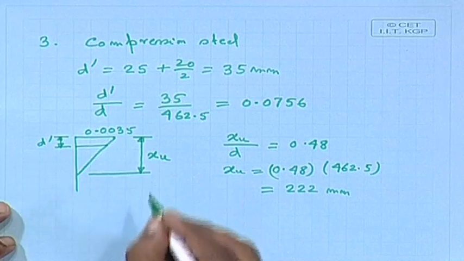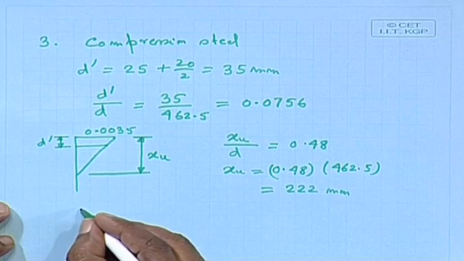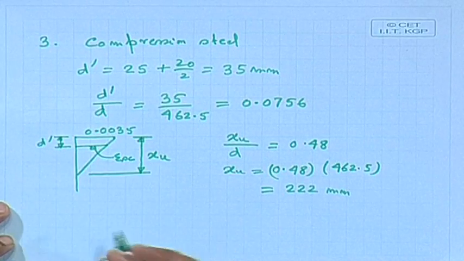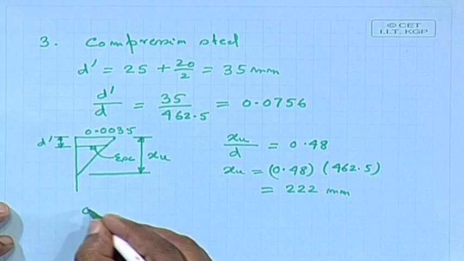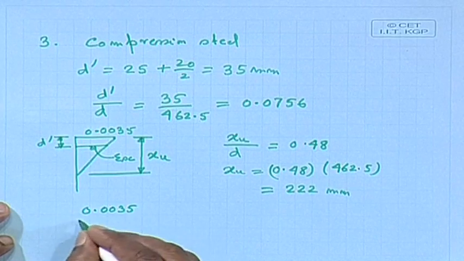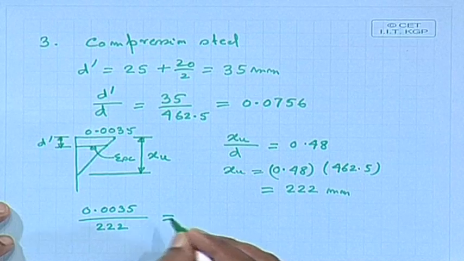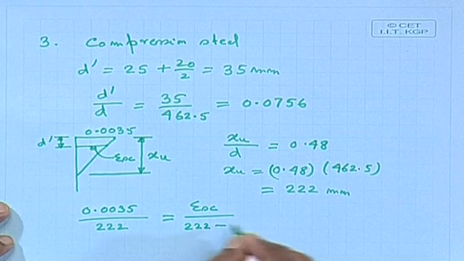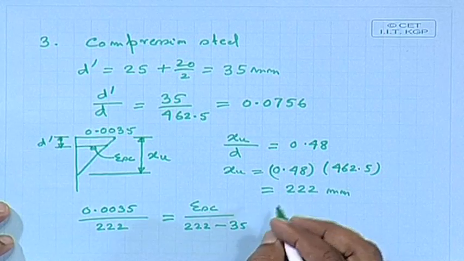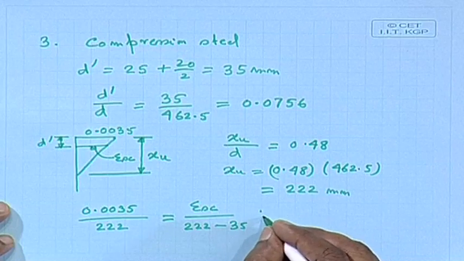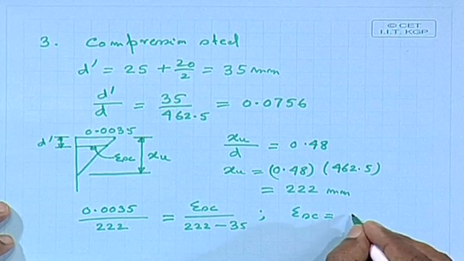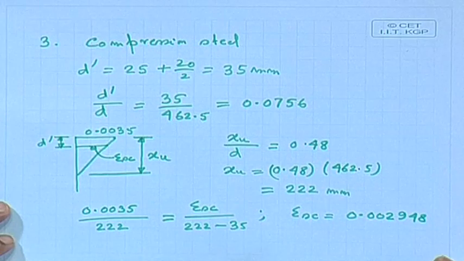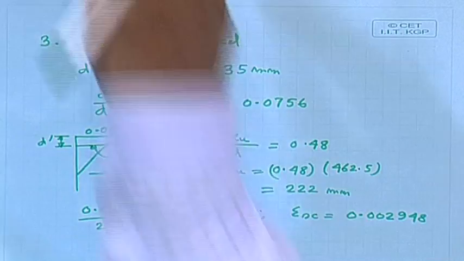What about epsilon SC then? Epsilon SC will be, this is epsilon SC. Epsilon SC will be 0.0035 divided by 222 equal to epsilon SC divided by 222 minus 35, xu minus d dash. We can write down epsilon SC equal to 0.002948.